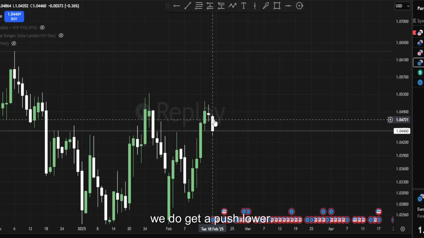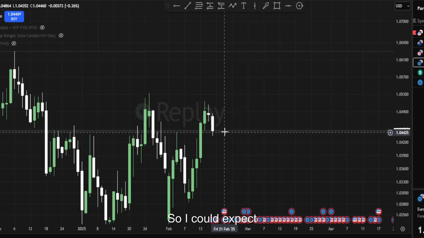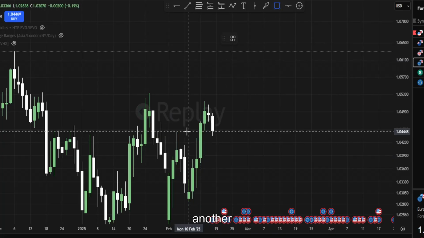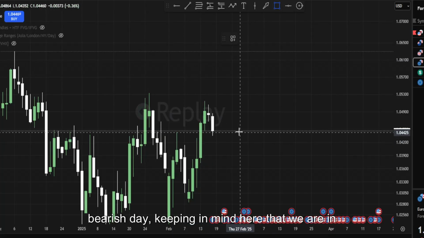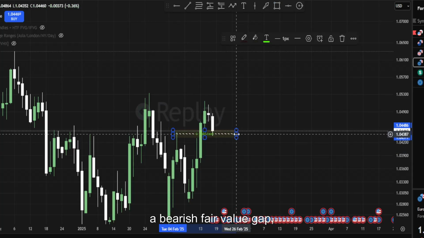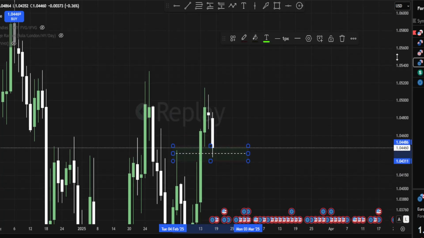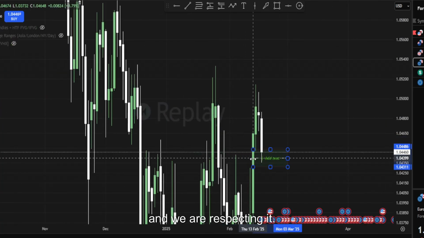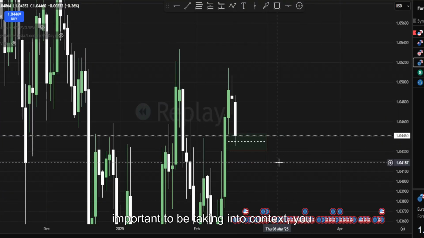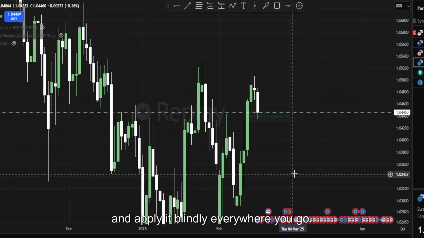And we do get a push lower. We close below the previous day's low. So I could expect the next candle to be another bearish day, keeping in mind here that we are in a bullish fair value gap. Mistake. And we are respecting it. So, and this is why it's really important to be taking into context, you can't just take this rule and apply it blindly everywhere you go.